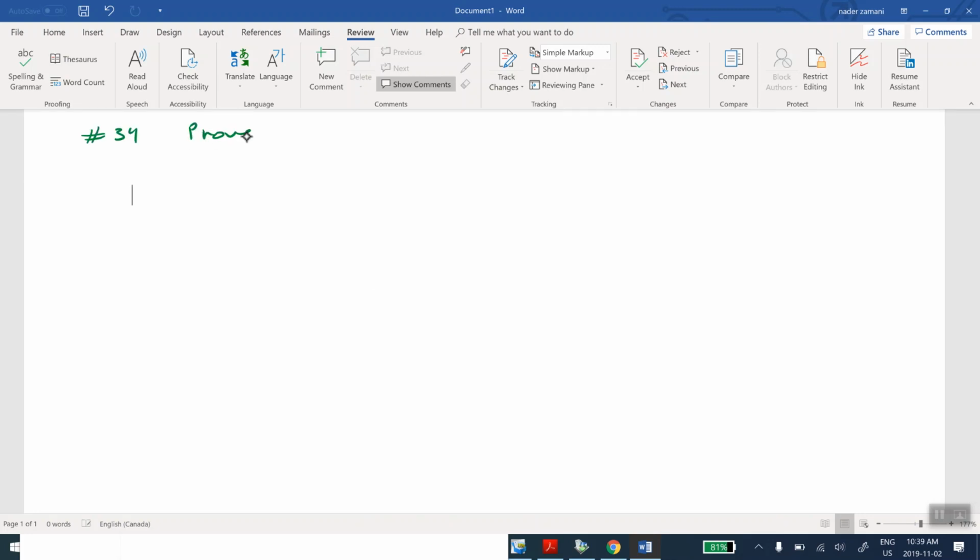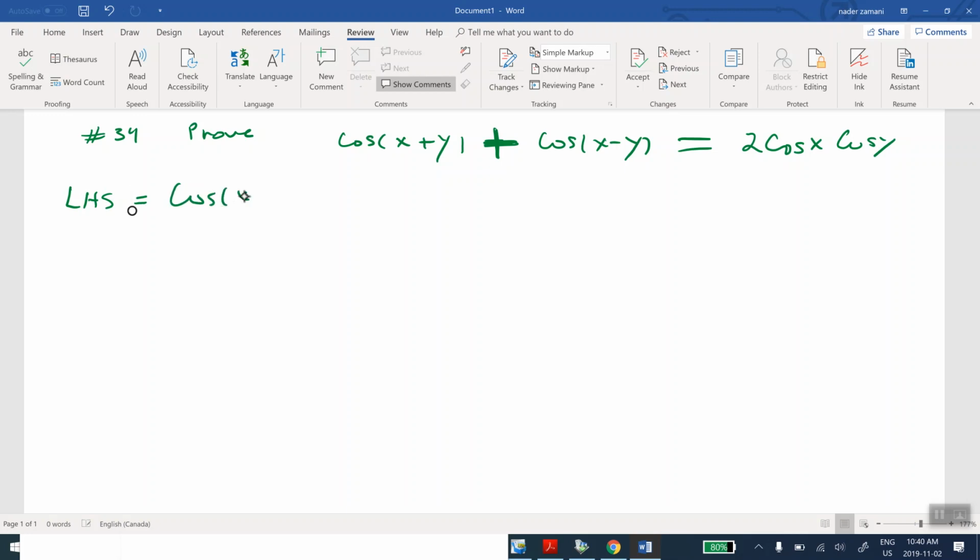Prove that cos(x + y) plus cos(x - y) is equal to 2 cos x cos y. So left hand side, cos(x + y) plus cos(x - y), and use your formulas.